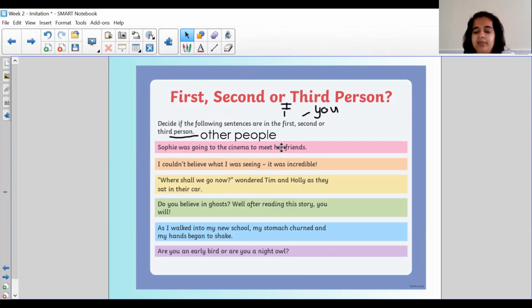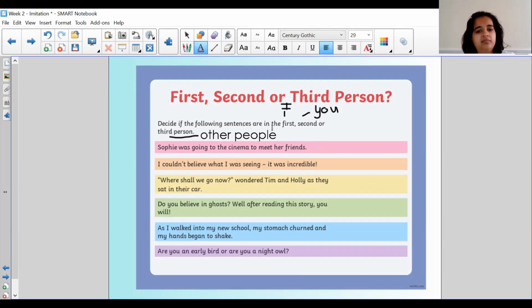Sophie was going to the cinema to meet her friends. Let's have a think. Is it talking about I? No. Are you addressing the reader? Are you saying you are going to the cinema? Or are we talking about other people? Well, we're talking about Sophie and her friends. We're talking about other people. So this would have to be third person.